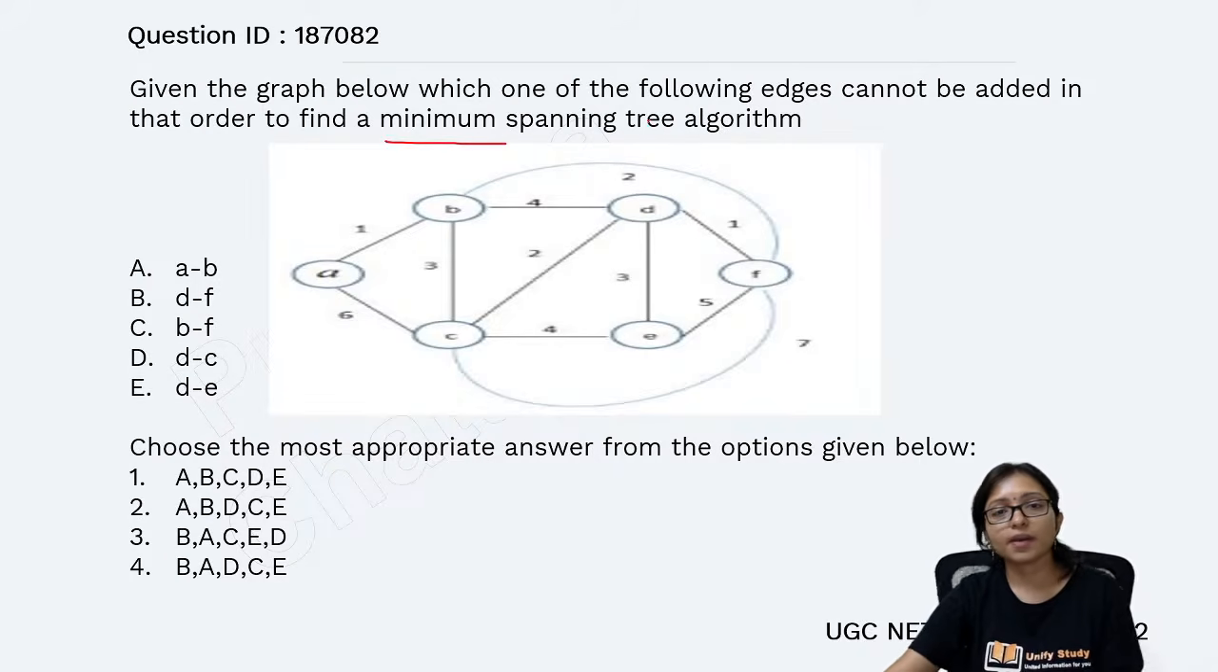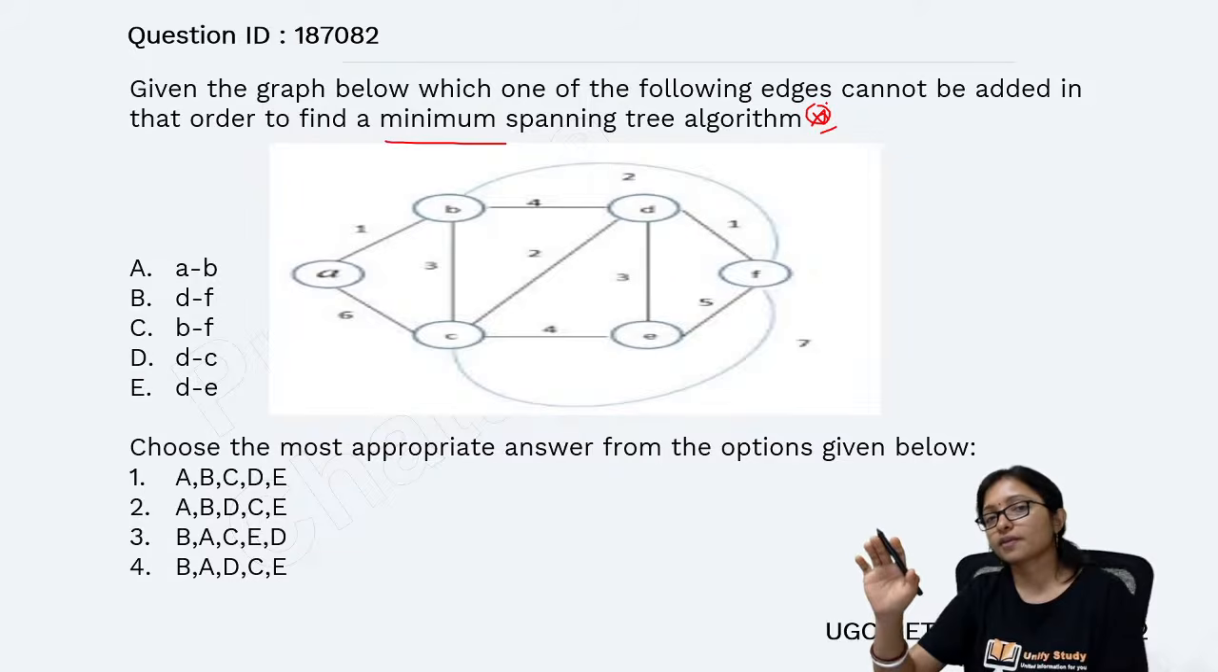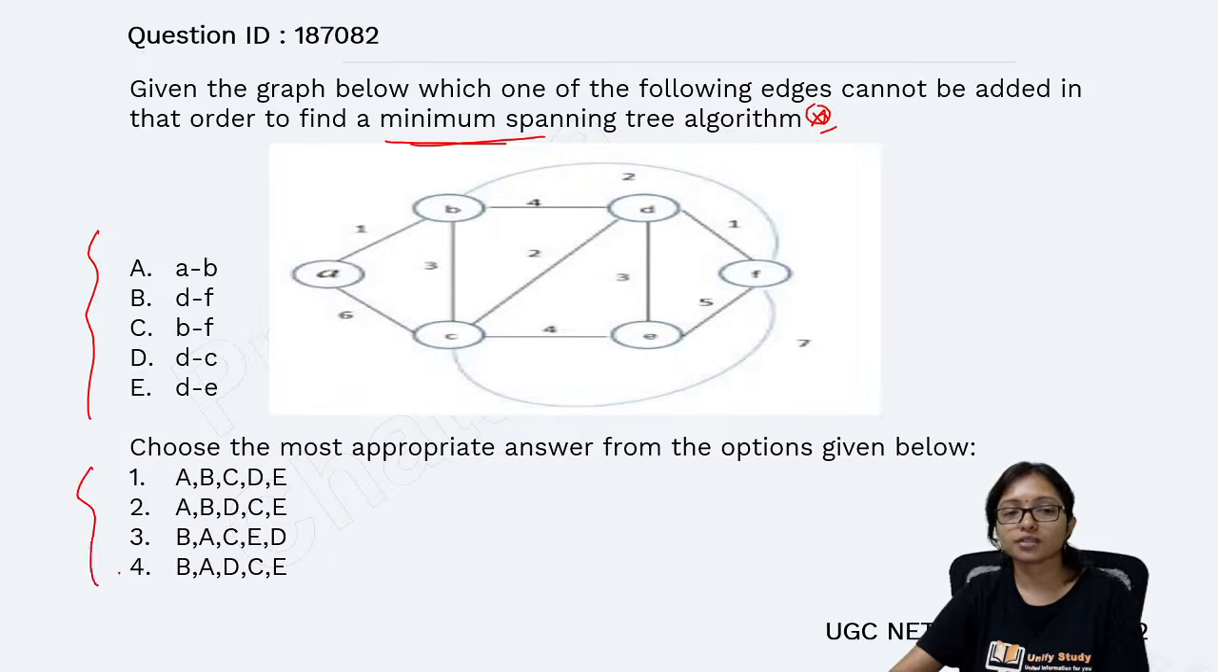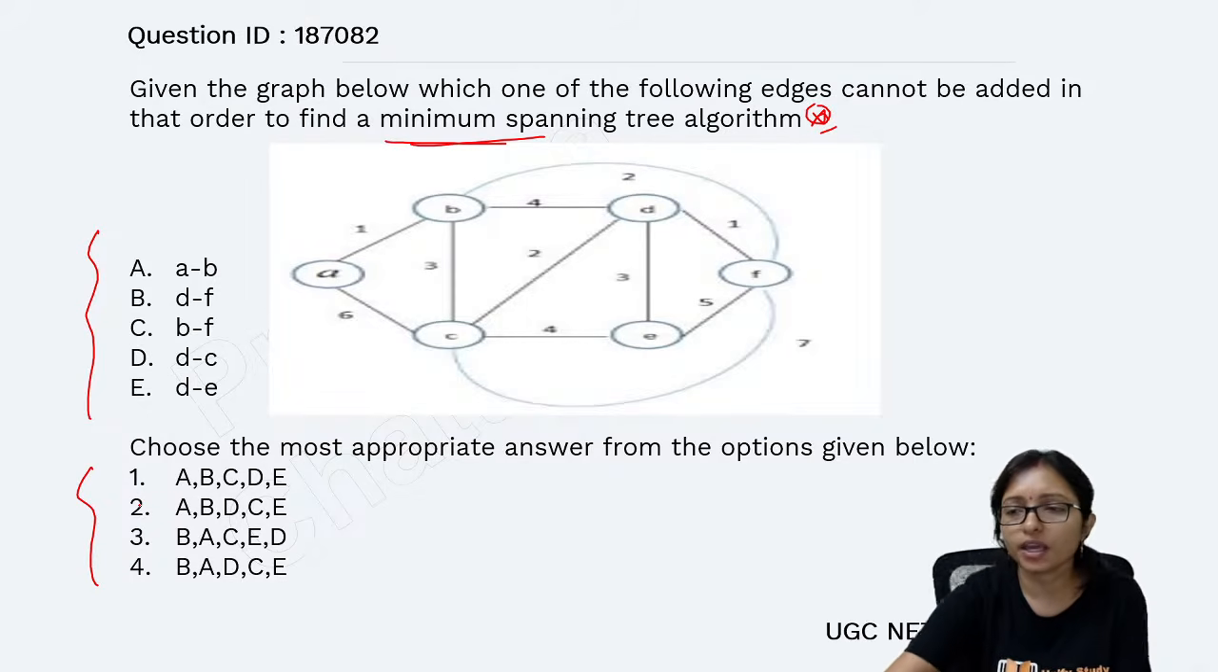So minimum spanning tree. This is very important. Kruskal's and Prim's, nothing is mentioned here. But you need to do a minimum spanning tree, and from the options given you need to find the answer. And it will be the last question for today.